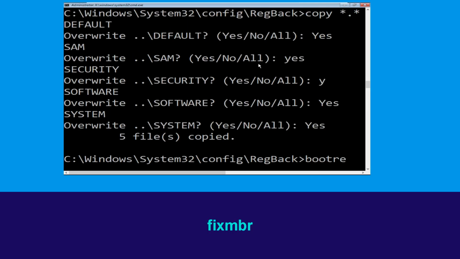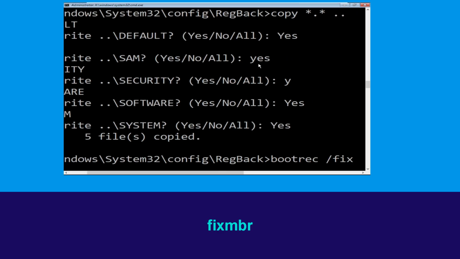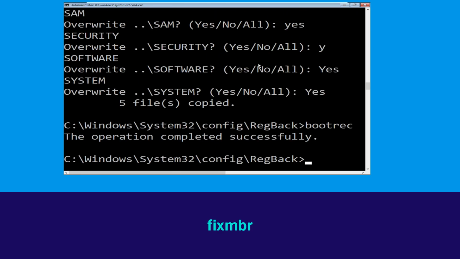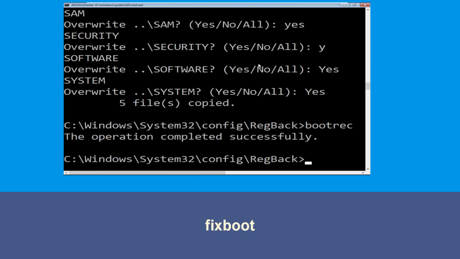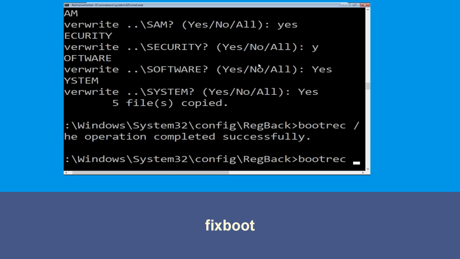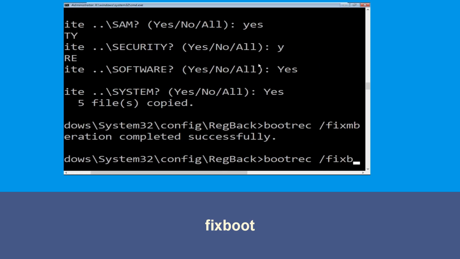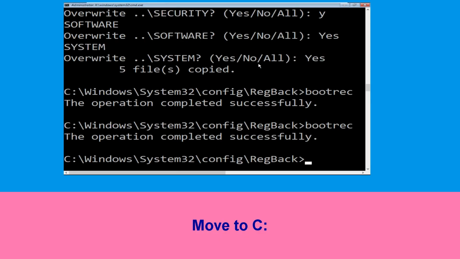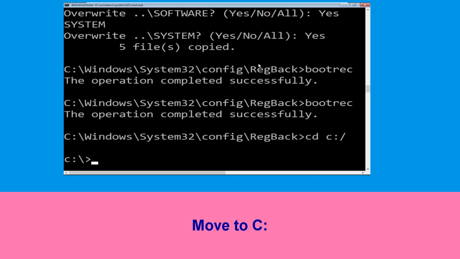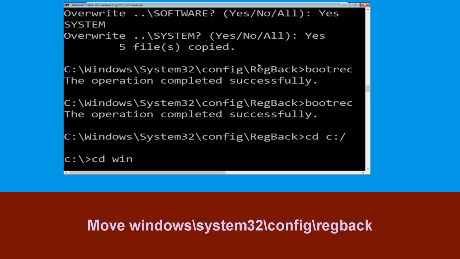Now execute this command. Type bootrec space /fixmbr and simply hit enter. Type bootrec space /fixboot and hit enter. Now execute this command. cd space c:/. Now type cd space Windows/System32/config/regback and hit enter to execute.